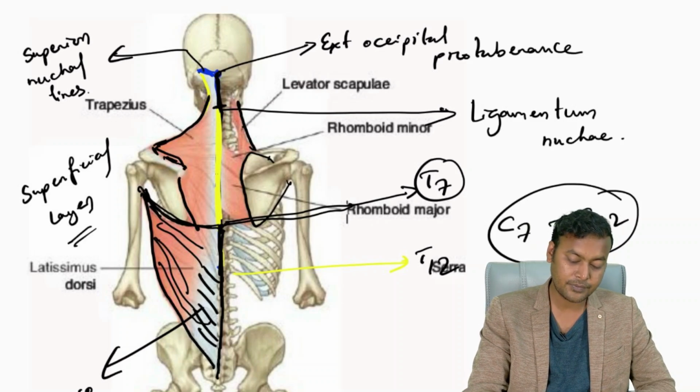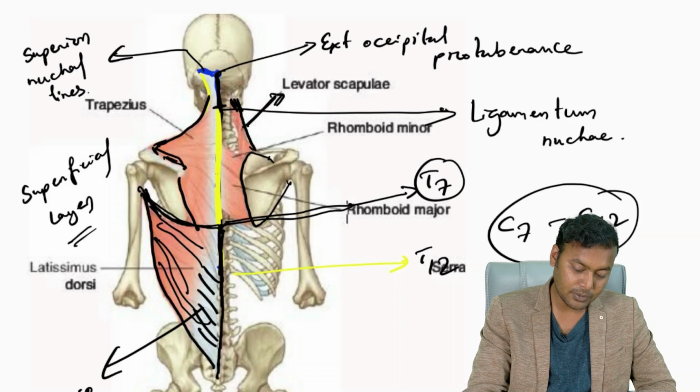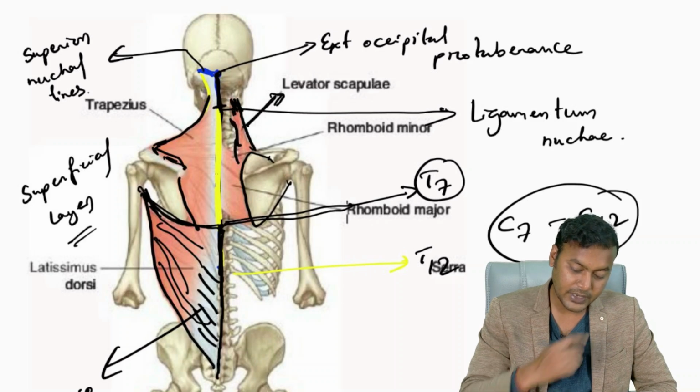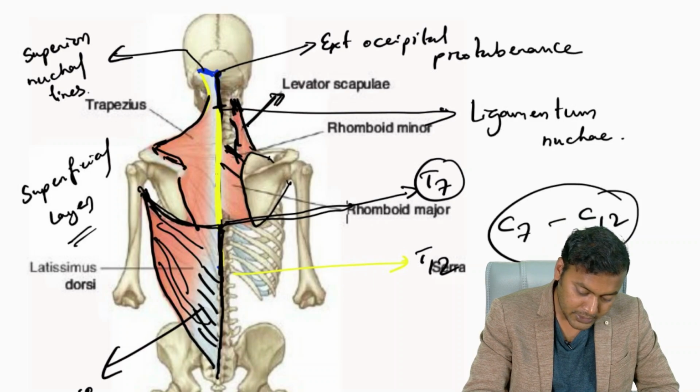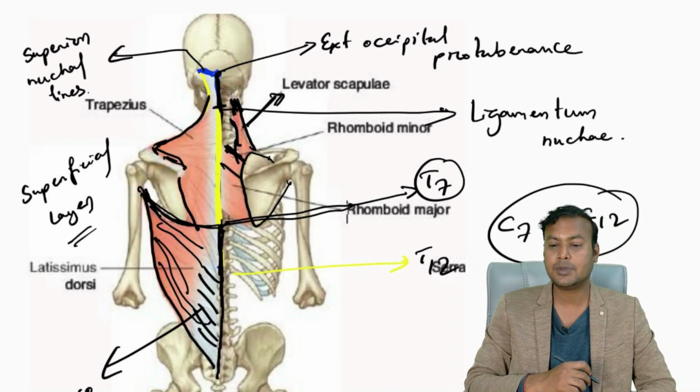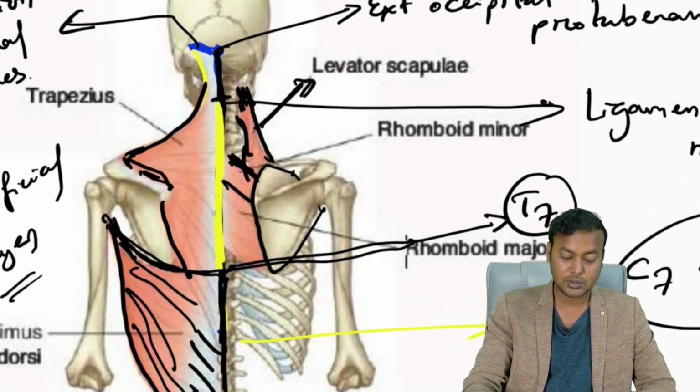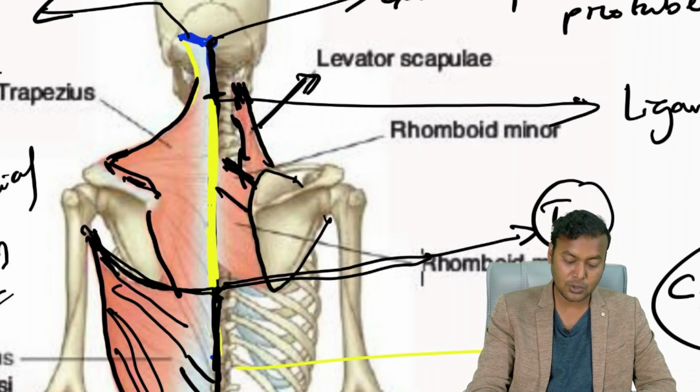So here the first muscle is the levator scapulae. It generally arises from the transverse processes of the cervical vertebrae. Then we have the two rhomboids. Based on their shape, they have been named the rhomboids. So here you can see the two rhomboids. The upper one is the rhomboid minor.